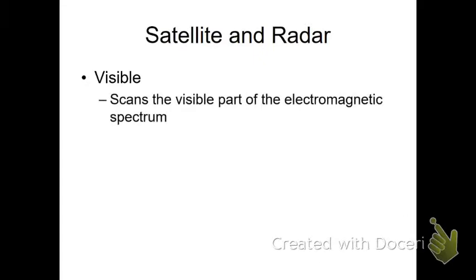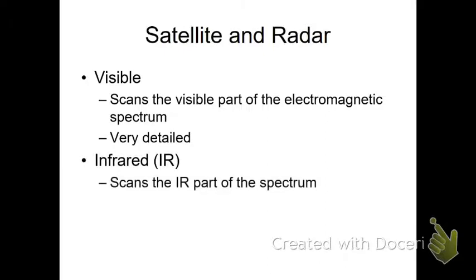There are two types of satellite images. There's visible satellite images, which scan the visible part of the electromagnetic spectrum. Any visible light that's reflecting off of the clouds, the satellite can pick up. These are high-resolution images, therefore they are very detailed. Infrared satellite images scan the infrared part of the spectrum. It detects the heat coming from the Earth. Mainly, in this case, we're worried about the heat that is coming off of the clouds.